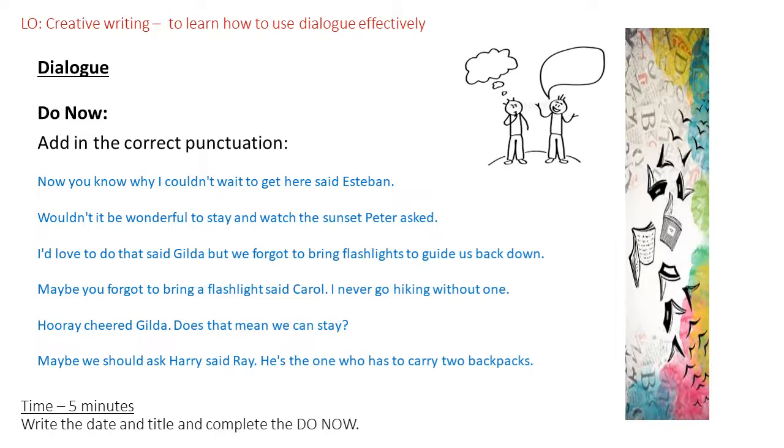Now you know why I couldn't wait to get here, said Esteban. Wouldn't it be wonderful to stay and watch the sunset? Peter asked. I'd love to do that, said Gilda, but we forgot to bring flashlights to guide us back down. Maybe you forgot to bring a flashlight, said Carol. I never go hiking without one. Hooray, cheered Gilda. Does that mean we can stay? Maybe we should ask Harry, said Ray. He's the one who has to carry 2 backpacks.